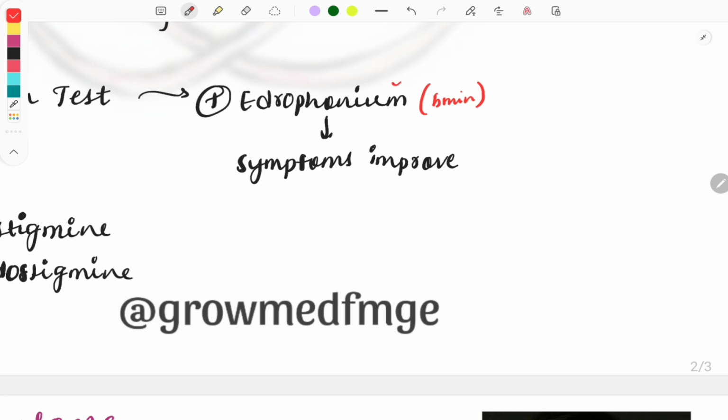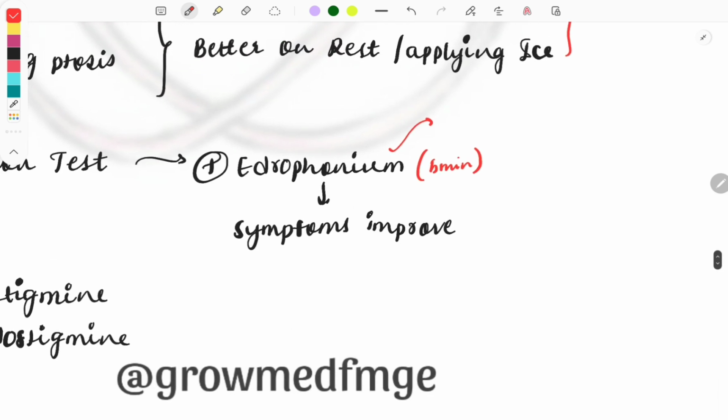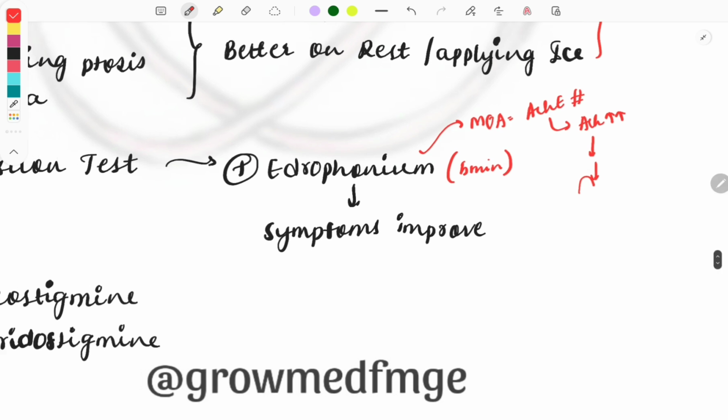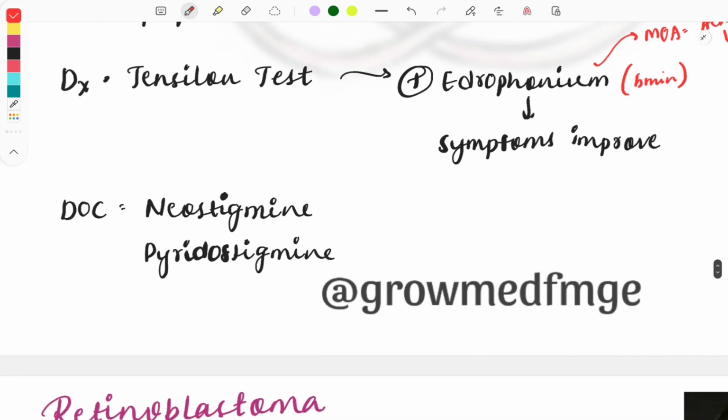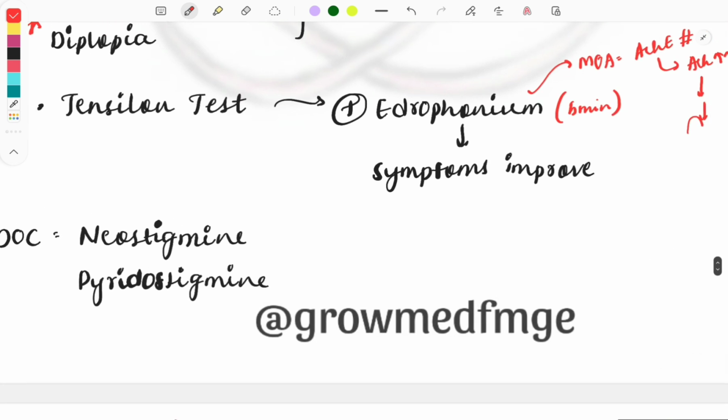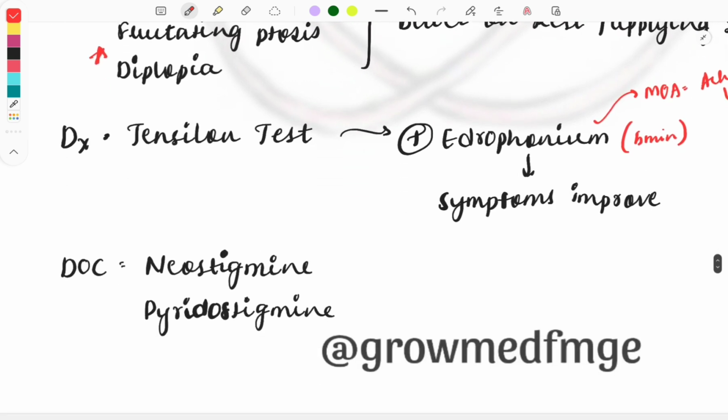So let's discuss another important pharma question from here, the mechanism of action of edrophonium. It is an enzyme inhibitor, an acetylcholinesterase enzyme inhibitor. This enzyme causes breakdown of ACh, and if you block it, it will increase the level of ACh. By that, the ACh can act on the receptors, and it will cause improvement in the symptoms. Okay, so this is the mechanism of action, how it works, and the pathology behind myasthenia gravis.